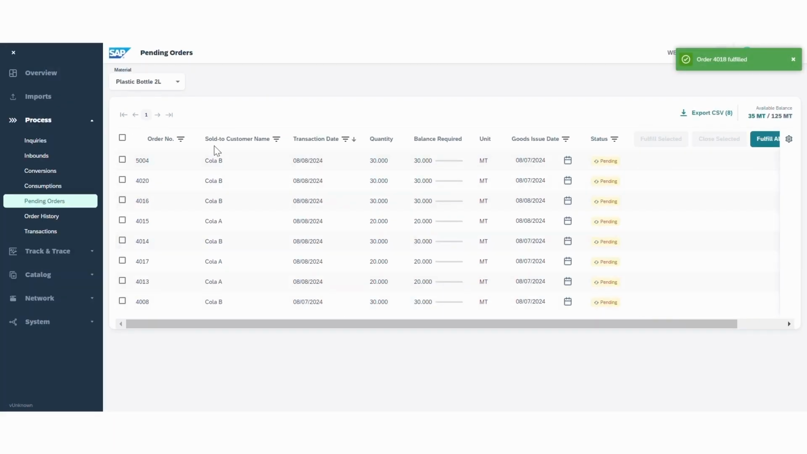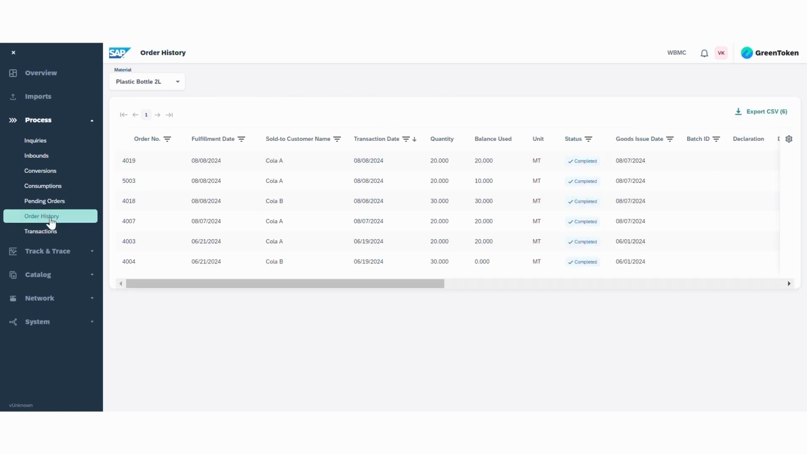And again, just to remind, this is a visual representation, a manual way of fulfilling the orders from Green Token. In an ERP integration scenario, this would all be automated. In the next screen, we can look at the order history.